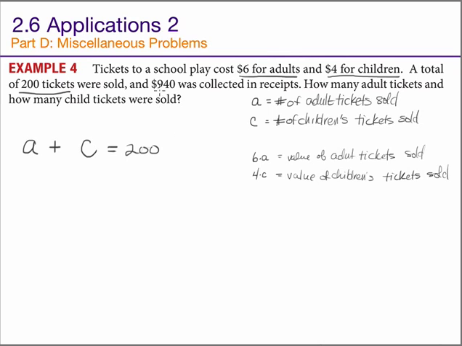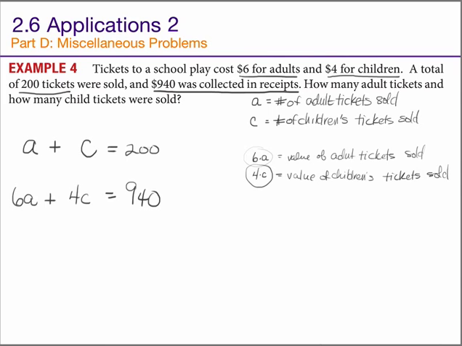The other piece of information we're given is that $940 was collected in receipts. In other words, the total sale was $940. That means the value of the adult tickets plus the value of the children's tickets added together is $940.